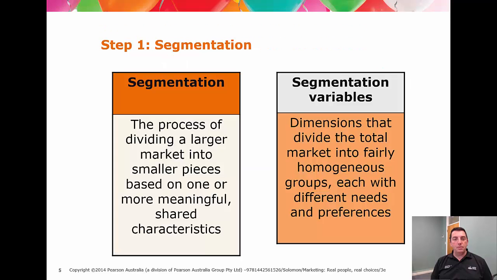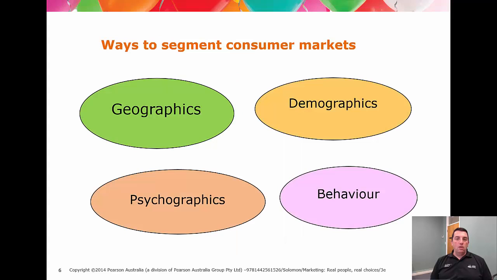Step one of the process is segmentation. Segmentation is the process of dividing a larger market into smaller pieces based on one or more meaningful shared characteristics. We're going to talk about that very soon. We use segmentation variables to divide the market up. The segmentation variables are geographics, demographics, psychographics, and behaviour.